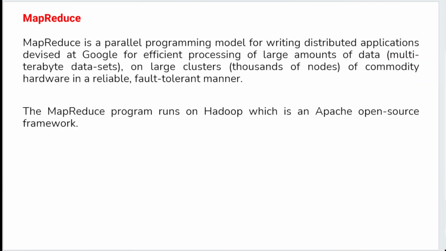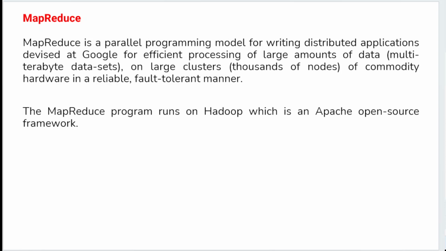And next one is the MapReduce. What is the use of this MapReduce? MapReduce is a parallel programming model that we use for distributed applications. If you want to process large data sets on large clusters of commodity hardware, and you want to have a system or data without any faults, then we can go for the MapReduce.